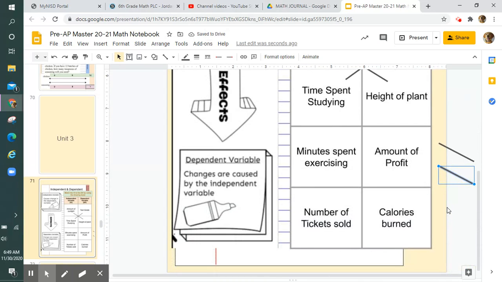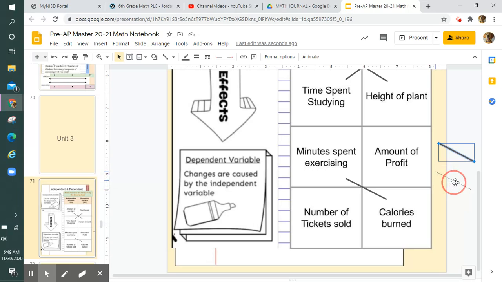Okay, and we have two more down here. If you want to pause and try these on your own, you may. If you want to continue with me, you may also do that as well. All right, so we have the minutes spent exercising. However long you spend exercising determines how many calories you're going to burn. If you only spend 5 minutes exercising, you're not going to burn very many calories. If you spend 5 hours exercising, you're going to burn a lot of calories. I know I need to exercise after all the Thanksgiving dinner I ate.